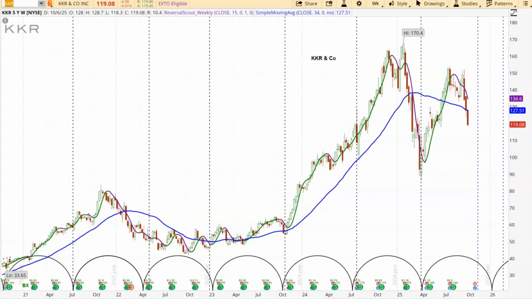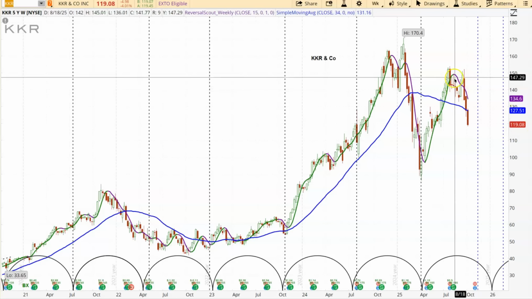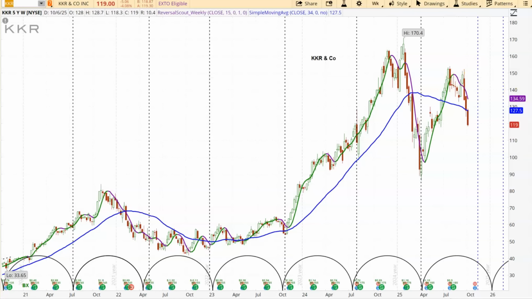So let's take a look here. This is the KKR chart. I just happen to have cycle brackets at the bottom so you could see the money flow rhythms that are in the markets. And look what happened here. This is where the stock turned down in August of this year on the weekly chart, and our projection takes it out to near the year end on the downside, or maybe into early 2026.